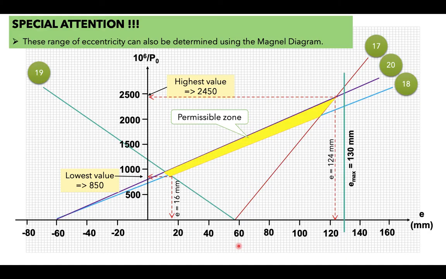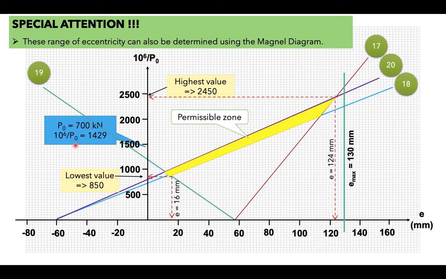that has already been given by the equations. So this range of eccentricity can also be determined using the Magnell diagram. Just now, from the question, we are given the value of P naught, which has been determined as 700 kilonewton. So if we are not using the equation, the range of eccentricity for the midspan can also be determined based on the Magnell diagram. So as you can see here, if we plot the value, we are given this 700 kilonewton as our initial pre-stress value.